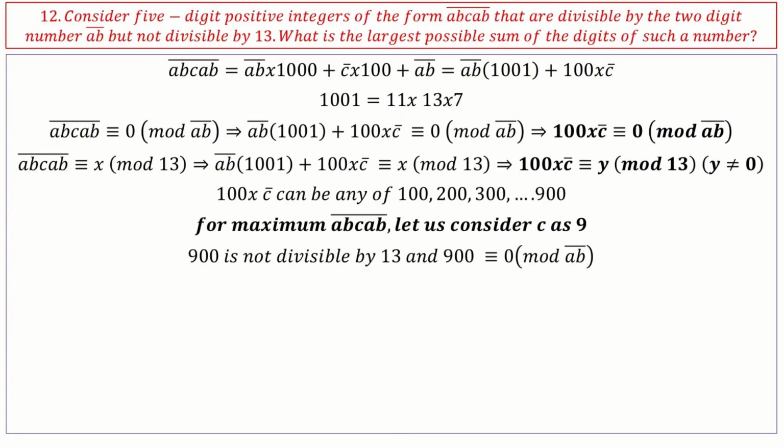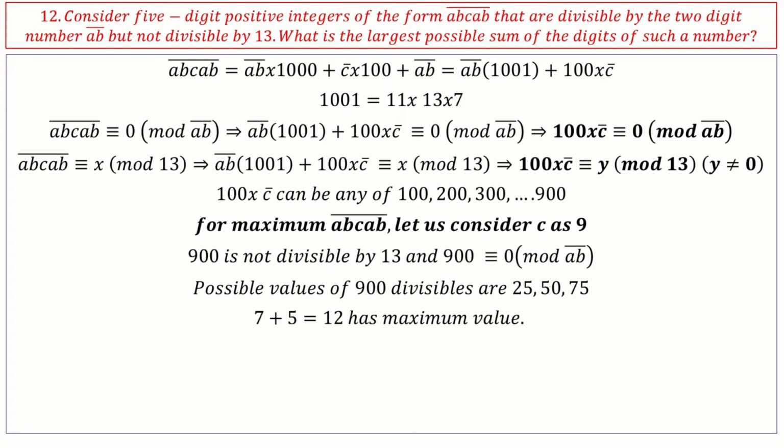So what are the options for me? What should be the options for AB? AB should be 25, 50 and 75. These three numbers divide 900. Out of this, which one is going to give us the highest sum of digits? 75 is obviously going to give us the highest sum of digits, right? So 7 plus 5 is 12, which is the maximum value.